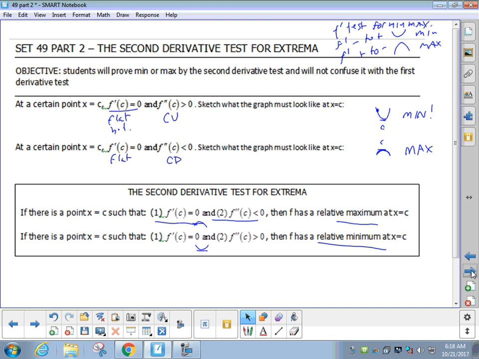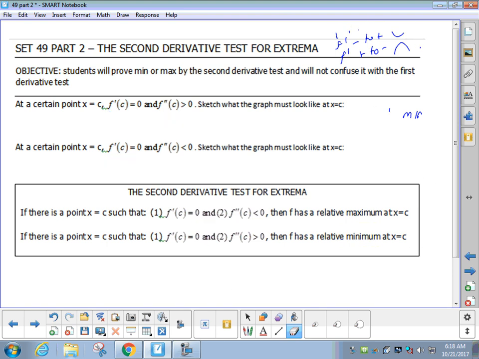All right. Now then, today's second topic is another use of the second derivative. So, it's to test for extrema.